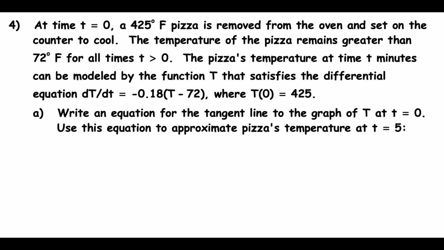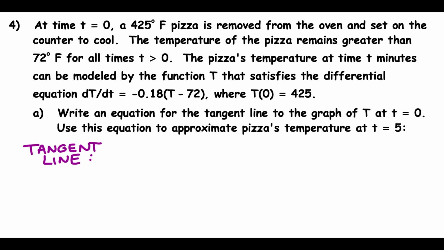Here's the formula for how the pizza is cooling, because notice it's a differential equation. It starts with a derivative, which is a rate. Derivatives are rates of change, as we know. Okay, and it says temperature at time 0 is 425. We knew that already. Part A says write an equation for the tan line at time t equals 0. And then once we write that equation, we're going to use it to figure out an approximate temperature for the pizza 5 minutes later. Maybe I'll be able to eat this thing.